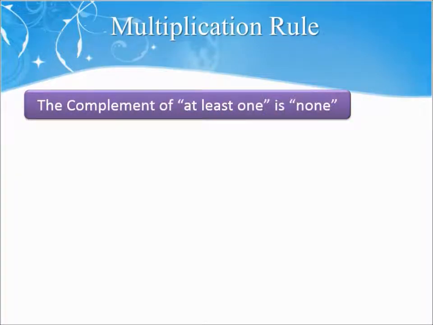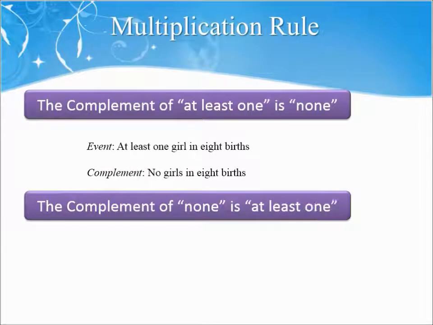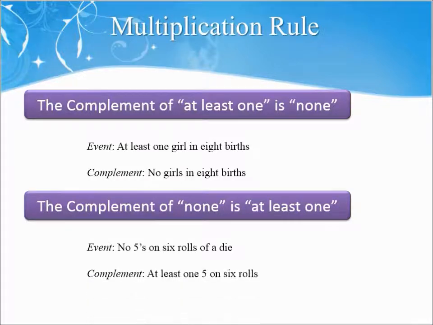First note, the complement of at least one is none. So for example, if our event was having at least one girl in 8 births, then the complement is having no girls in 8 births, or in other words, having all boys. Similarly, the complement of none is at least 1. So if our event was rolling no 5s on 6 rolls of a die, then the complement is rolling at least 1 5 on 6 rolls.